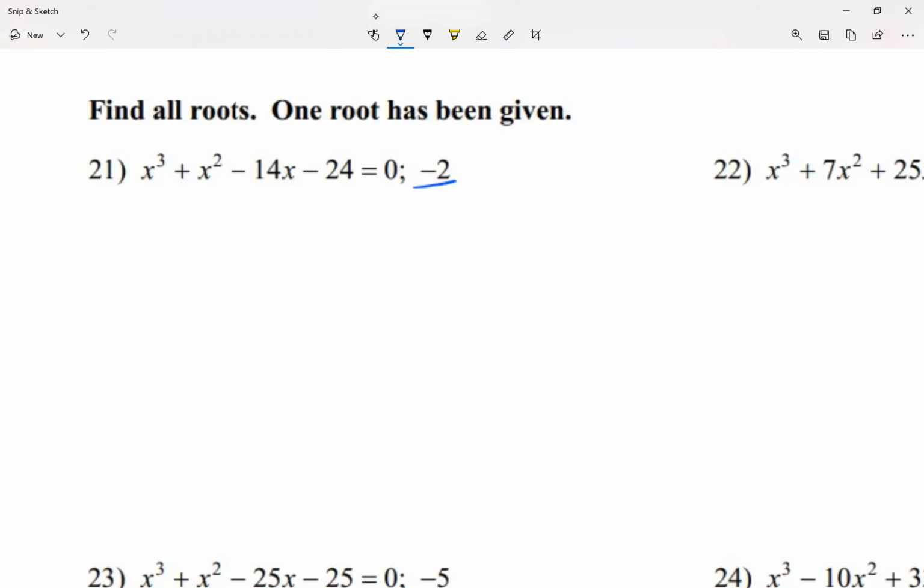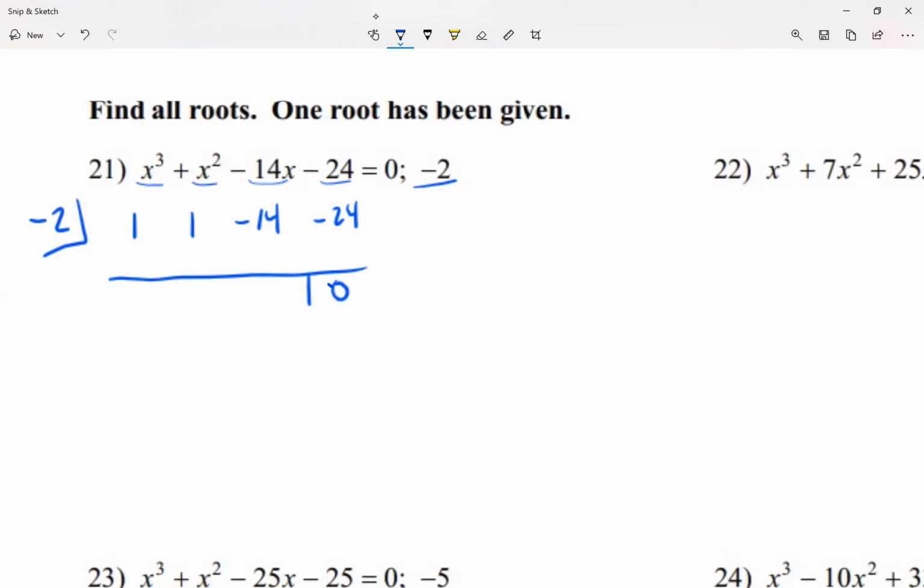Okay, what do I mean with that? I remember synthetic division. So I'm gonna say my root is -2. And I'm just gonna use the coefficients, right? The numbers in front of the letters. Make sure you're not skipping any. So I see my exponents, I see x to the third, x to the second, x to the 1, and x to the 0. So I'm not skipping anything. I'm just writing the numbers in front of it. So 1, 1, -14, and -24.